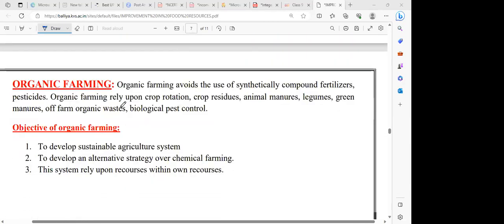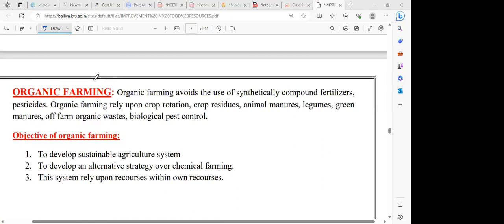Okay. Now, next one is organic farming. Okay, so through organic farming also, there is a concept. So ma'am, what is this organic farming? Organic farming avoids the use of synthetic compound fertilizers and pesticides. Organic farming relies upon crop rotation, crop residue, animal manures, legumes, green manures, off-farm organic waste, biological pest control, etc. Right? So what are the objectives of organic farming? To develop a sustainable agriculture system, to develop an alternative strategy to chemical farming. This system relies upon its own resources. Clear? So these are the objectives, that instead of going here and there, these are the things you will do on your own. Clear?